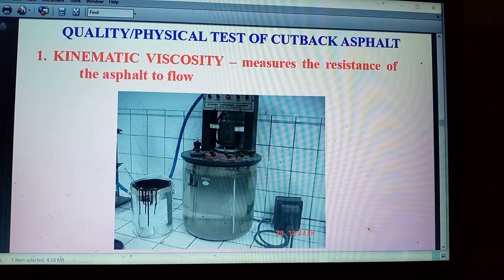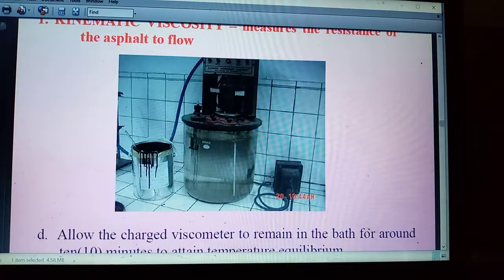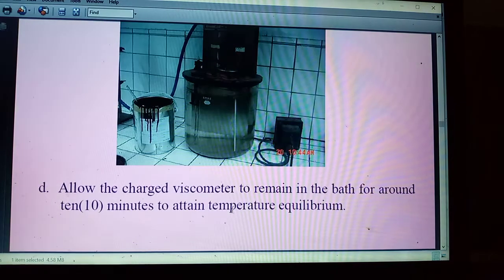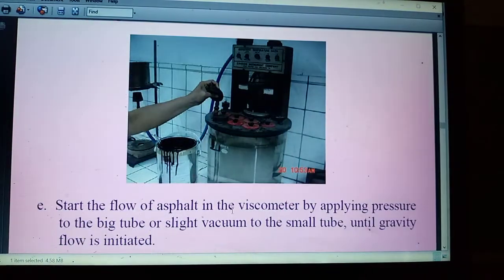Then, okay. Next is D. Allow the charged viscometer to remain in the bath. Okay, yan, no? Remain in the bath for around 10 minutes to attain temperature equilibrium. Yan. Kasi itong viscometer nakapatong yan. Ito yung bath. Okay. Then, start the flow of asphalt in the viscometer by applying pressure to the big tube or slight vacuum to the small tube. Okay? Dalawa.